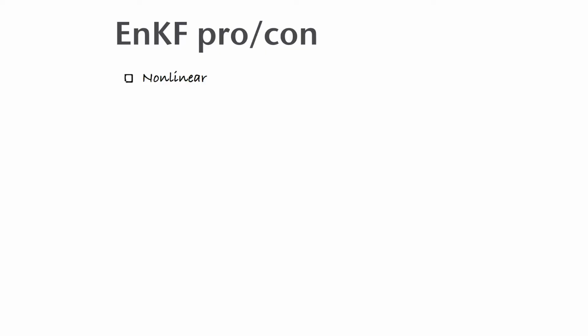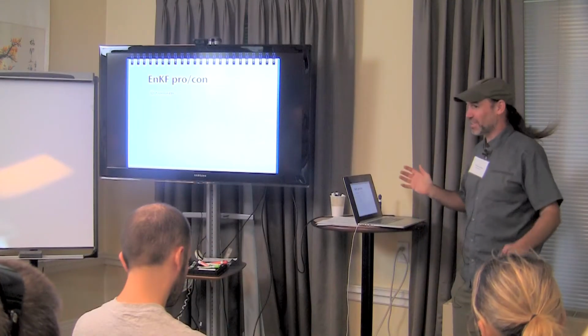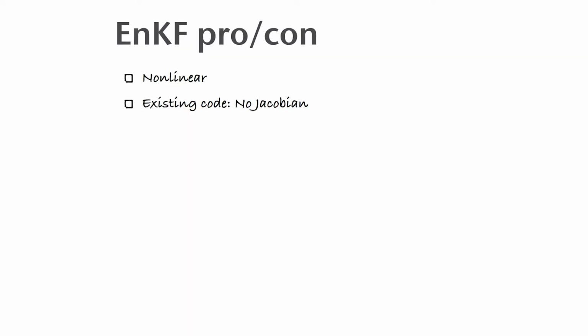So pro, it deals with the nonlinearity correctly. So you have no violation of Jensen's Inequality. Your model can be as crazily nonlinear as you want. If your model is hugely crazily nonlinear and you throw a whole ensemble in, the ensemble might give you spaghetti output, but that's actually the correct spaghetti output. That's just the crazy stuff your model does. But it doesn't make any approximation to that. It uses your existing code. You don't need this Jacobian. You don't need this linear tangent version of your model.